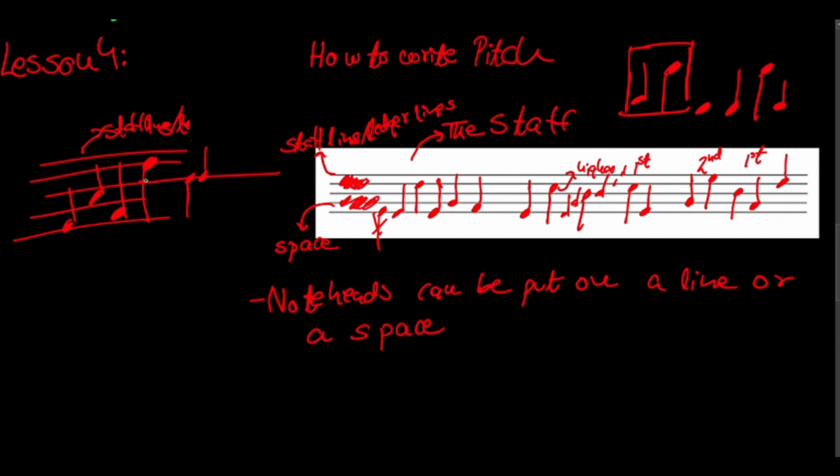On the top half, the stem has to be pointing down. On the bottom half, the stem has to be pointing up. And that's basically what we learned today. So hopefully this lesson was useful to you.